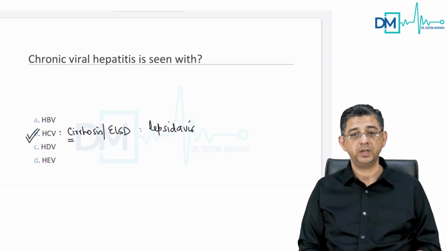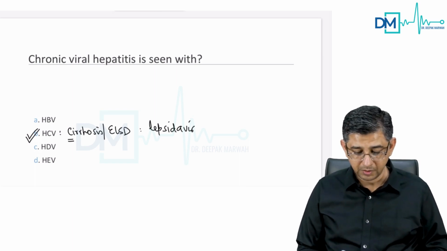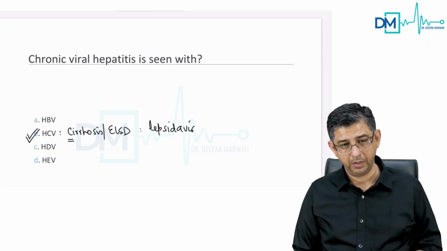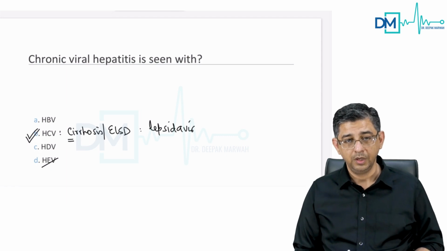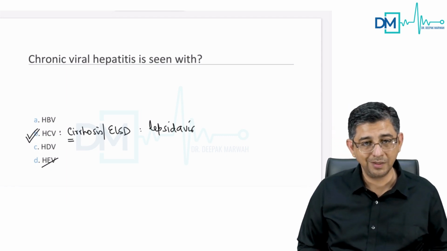We treat genotype-wise, and the remaining viruses, yes, they can be causing chronic hepatitis, no doubt about it. Not hepatitis E, obviously, that would cause acute, but the leading cause of chronic viral hepatitis is the crux of this question.